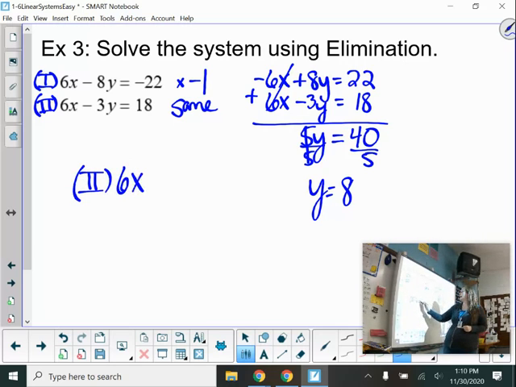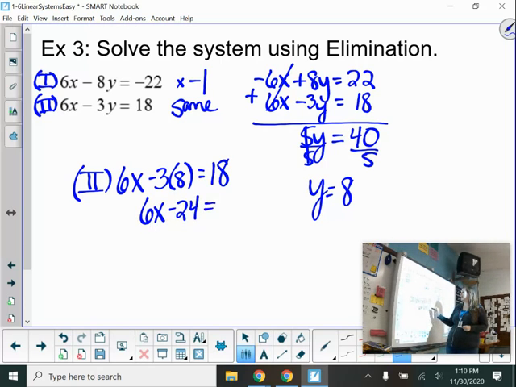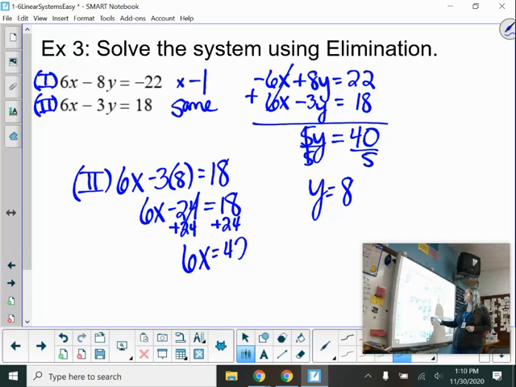So I have 6x minus 3 times 8 is equal to 18. I multiply the negative 3 and the 8. So I get 6x minus 24 is equal to 18. Add the 24. 6x is 42. And then when I divide by 6, I get x is 7.